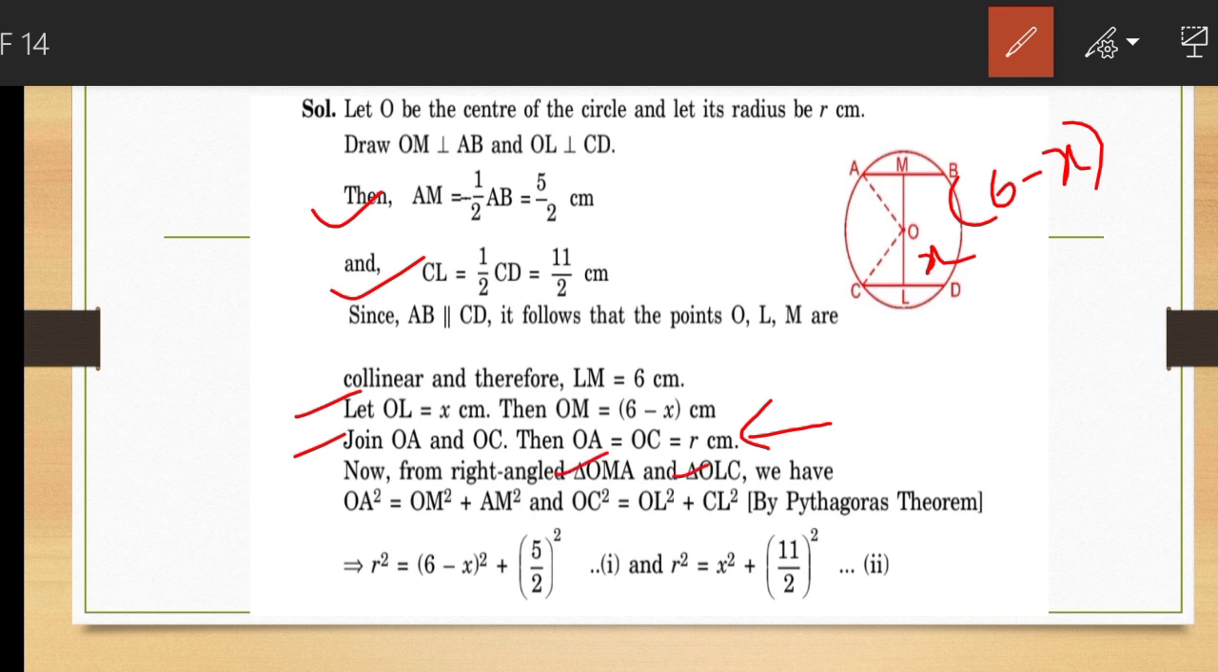So in these 2 right angle triangles, we are going to apply Pythagoras theorem. In OMA, we will get OA square is equal to OM square plus AM square, which will give us R square is equal to (6 minus x) whole square plus (5 by 2) whole square. In triangle OLC, we will get OC square is equal to OL square plus CL square, which will provide us with R square is equal to x square plus (11 by 2) whole square.